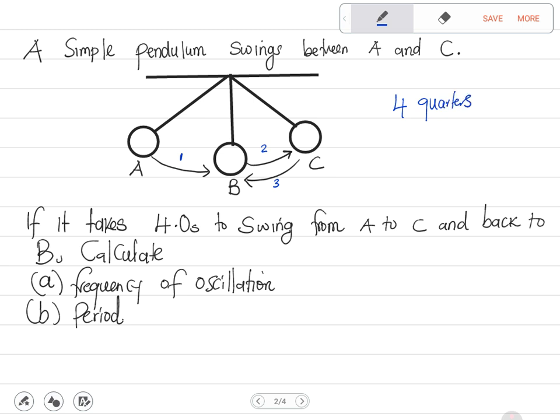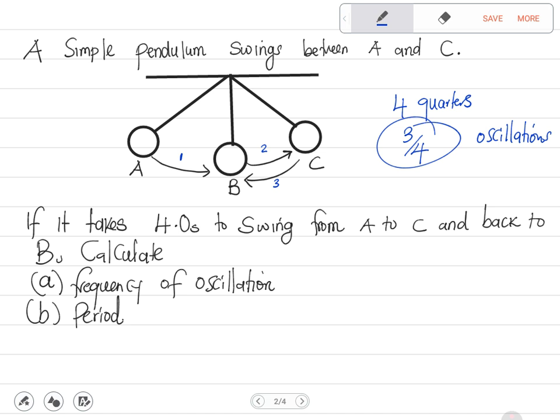But how many movements have been made? 1, 2, 3. Meaning 3 out of 4 have been made, which is 3 quarters, right? These are the oscillations when it comes to a simple pendulum. Meaning 3 out of 4 oscillations have been made.